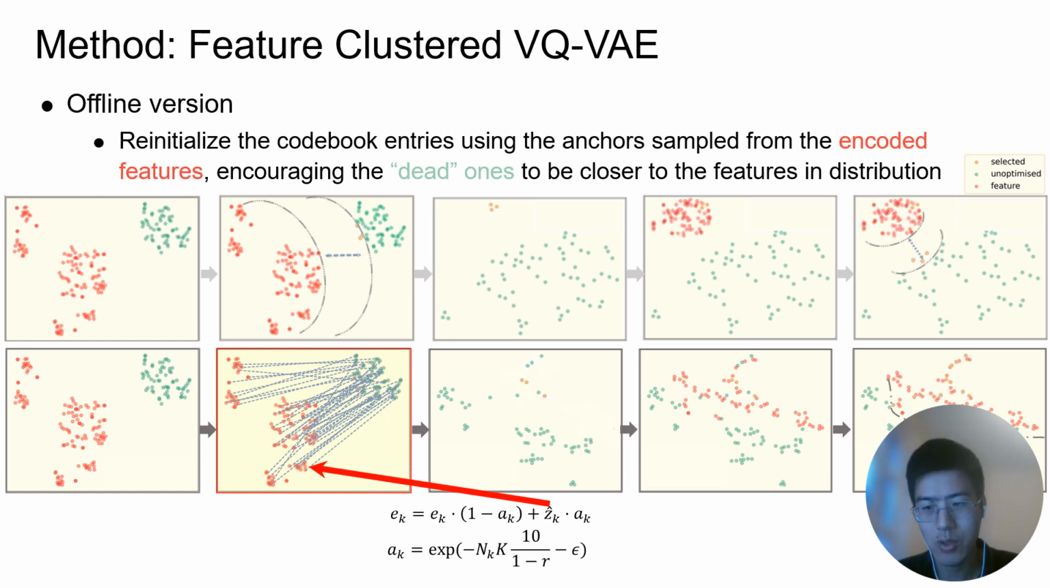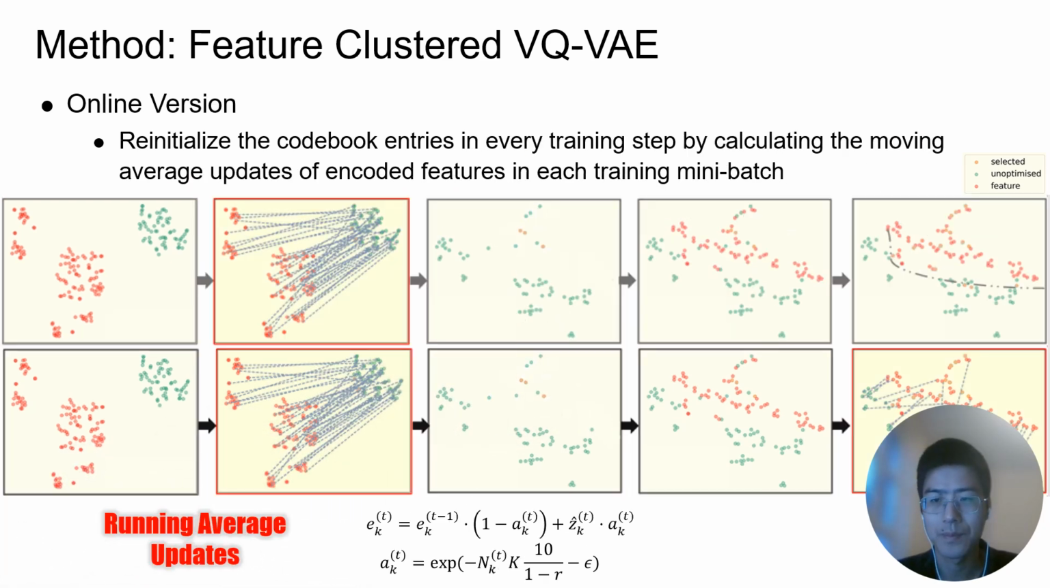However, the feature distribution is changed. This is quite different from the traditional clustering algorithm. To address this, we propose the running average update. That means we add the training epoch into the formula. For this online version, we will keep reinitializing the unselected points, which enforces all vectors to be close to the encoded feature distribution, so that they can be selected and optimized.